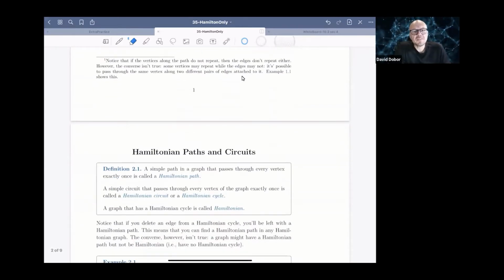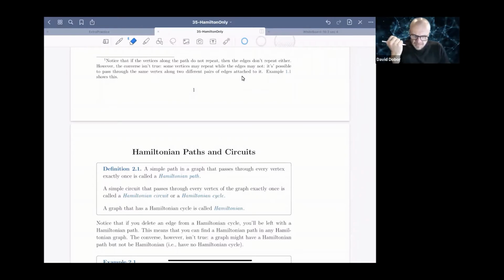Here's a definition of the kinds of traversals that we're interested in today. It sounds very similar to Eulerian traversals, but it's very, very different. In fact, despite the similarity in the formulation of these two problems, one is easily solved: necessary and sufficient conditions for the existence of Eulerian traversals exist, while for the other, there aren't any known, at least so far. So here's a Hamiltonian path. It's a simple path in which you pass through every vertex of the graph exactly once.